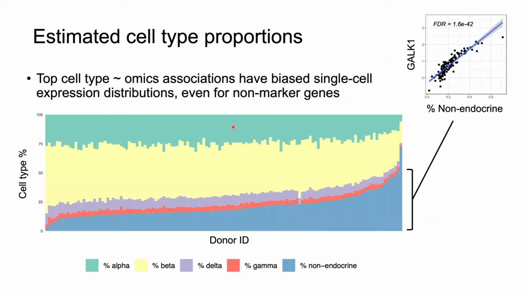And across many donors, I think there's about 120 here, you can see that there's quite a bit of variation in the amount of acinar tissue, or I guess non-endocrine we'll call it here, and beta and alpha cells, from the low end to the high end. So the proportion of non-endocrine, for example, can correlate quite well with known markers of non-endocrine tissue in pancreas.